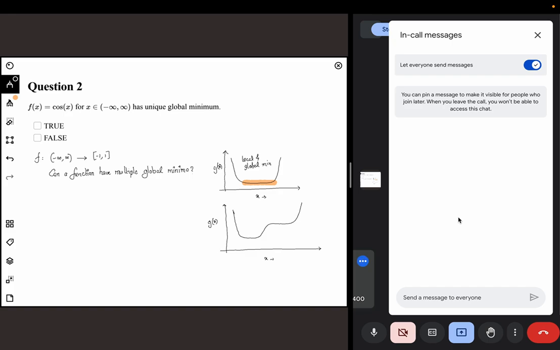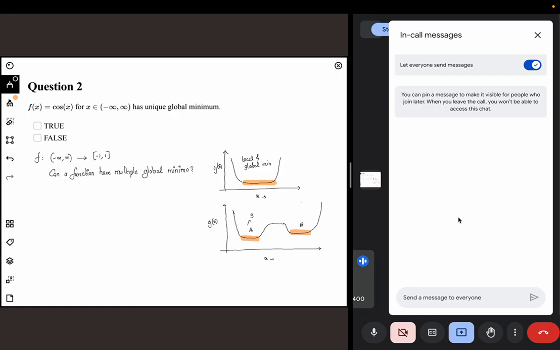So what about this? Let's say something like this. So you have these points and these points. Let's label this A and B. A and B both are local minima, that is for sure.